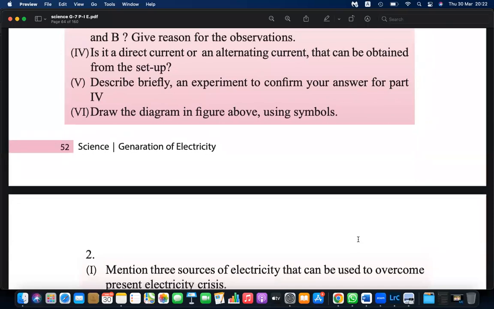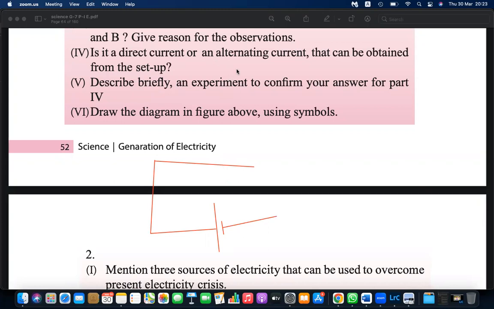Draw a diagram of the above using symbols. You know the battery symbol, the bulb symbol, the positive and the negative of the battery. Then wires. No switches are there. You can connect the battery for this. Battery you can show using this symbol, right? Okay, no switch is there.